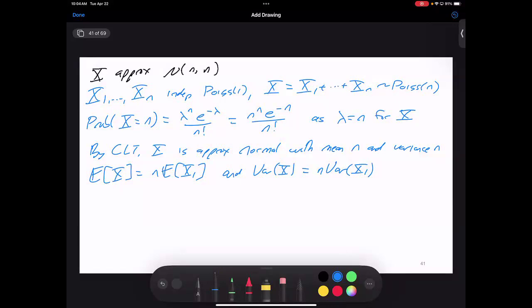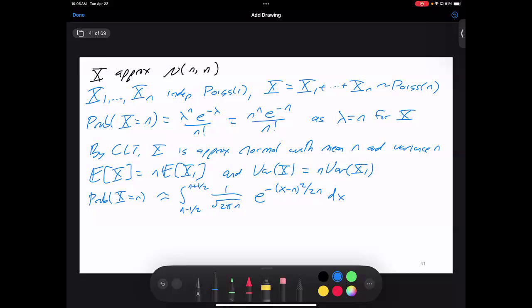I should ask, what's the probability I take on a value between n minus a half and n plus a half? That's what's going to correspond to the Poisson taking on the value n. So the probability x equals n is approximately the integral from n minus a half to n plus a half. And now I have a normal distribution with mean n and variance n. So it's 1 over square root of 2 pi n e to the negative x minus n squared over 2n dx.